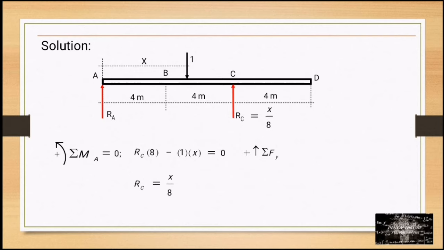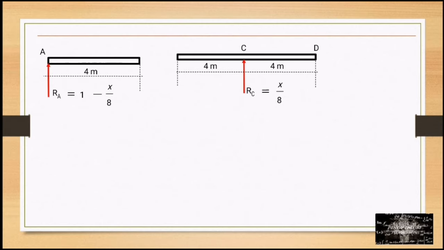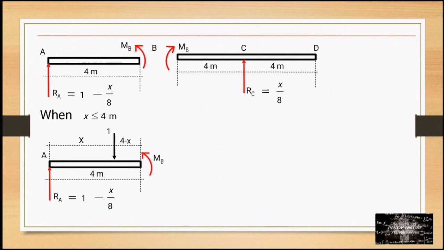So, for the RA, summation of forces along Y is equal to 0 considering upward is positive. So, RA plus X over 8 minus 1 is equal to 0. So, yung RA is equal to 1 minus X over 8. So, since yung required natin, influence line for the moment at point B, so kukuha tayo sa point B, then may corresponding na moment sa left and right. Okay? So, when x is less than or equal to 4 meters, ito siya.